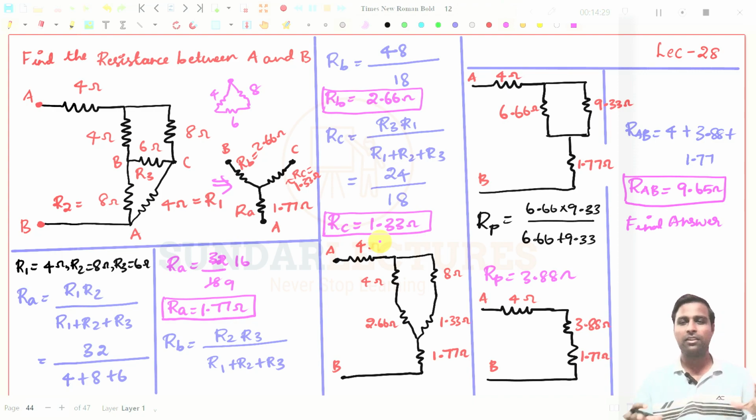So up to this, we have seen star to delta connection equations, and we have taken two different problems, where in one problem we converted star to delta, and in the other problem we converted delta to star. So we will start a new topic in the next class.